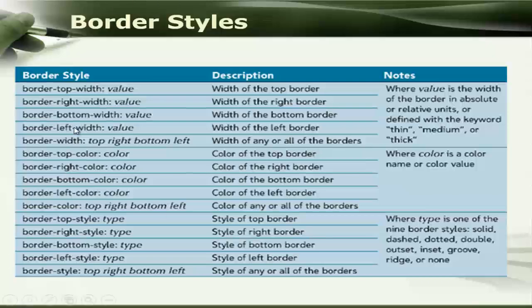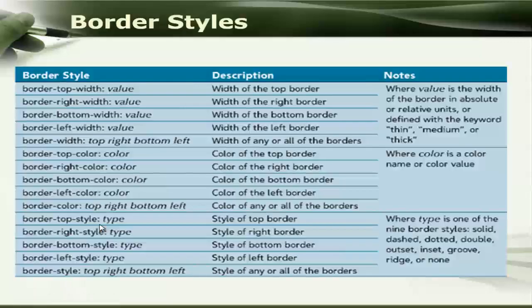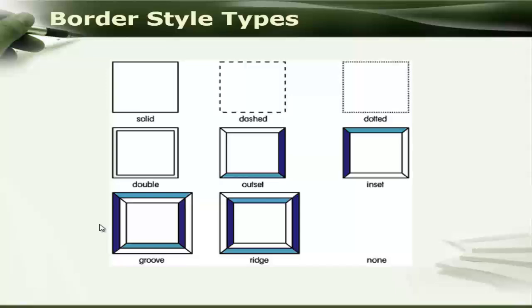Now, the way in which you specify it is either you say border top width, top width, bottom width, right width, and so on. Top color, bottom color, you can individually specify it, and top style, bottom style, and so on. These three pieces can be individually specified if you are good at typing, you can do that, but if you are not, you can go for a shortcut.